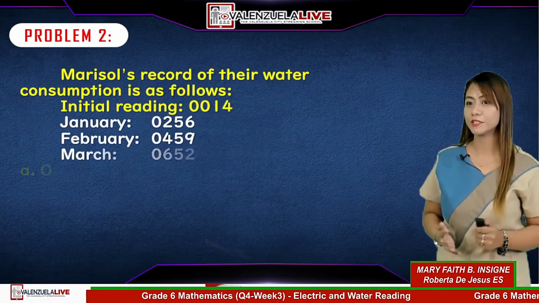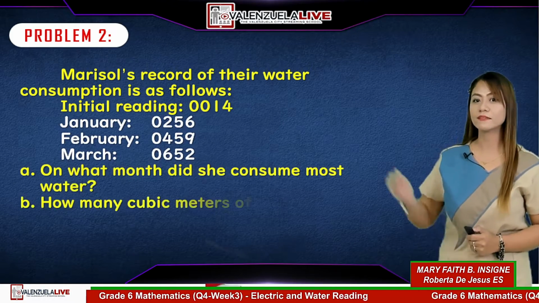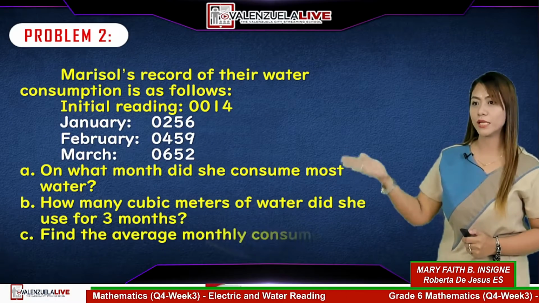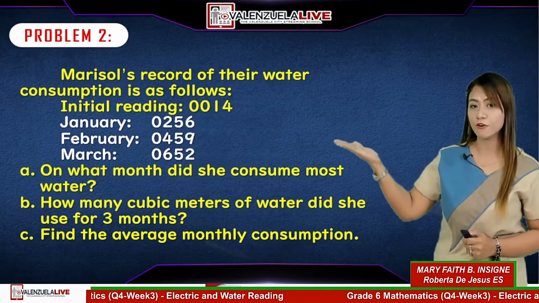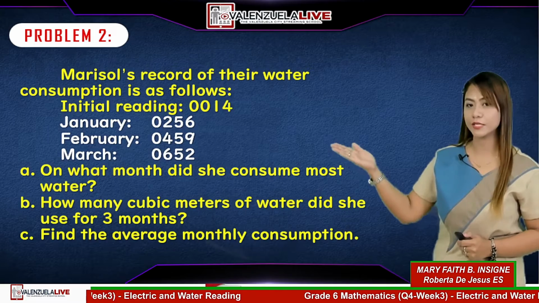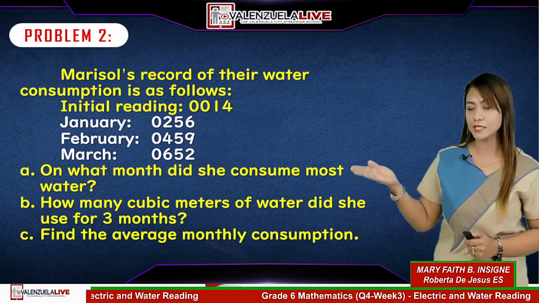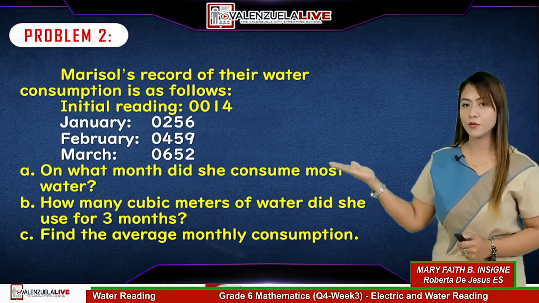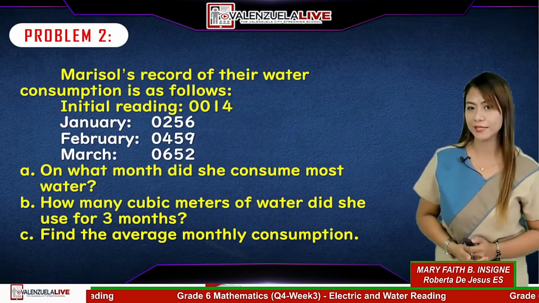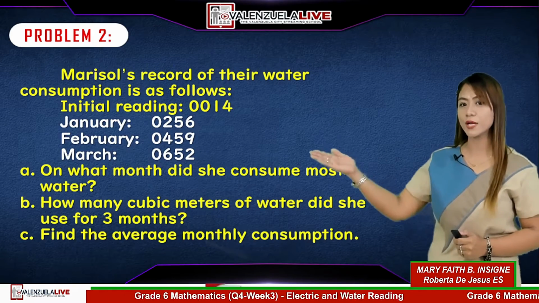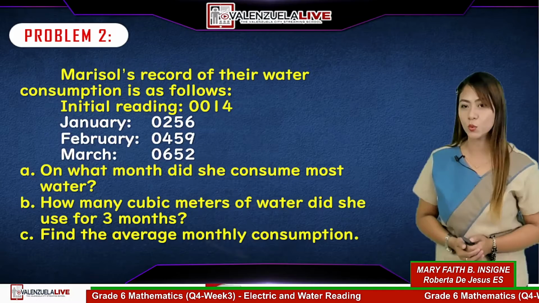Marisol's record of their water consumption is as follows. The initial reading is 0014. For the month of January, we have 0256. For February, we have 0459. And for the month of March, we have 0652.